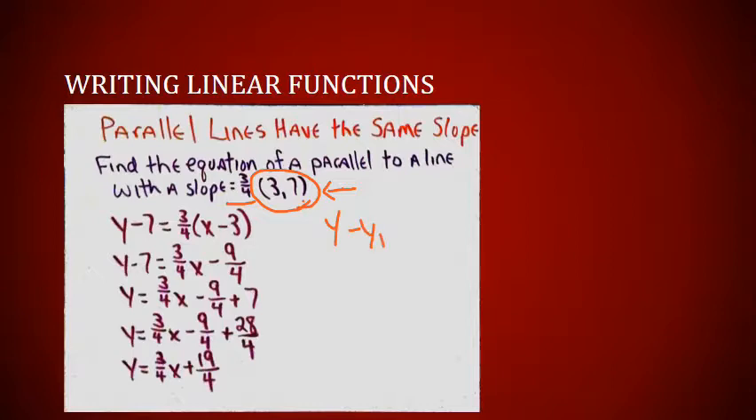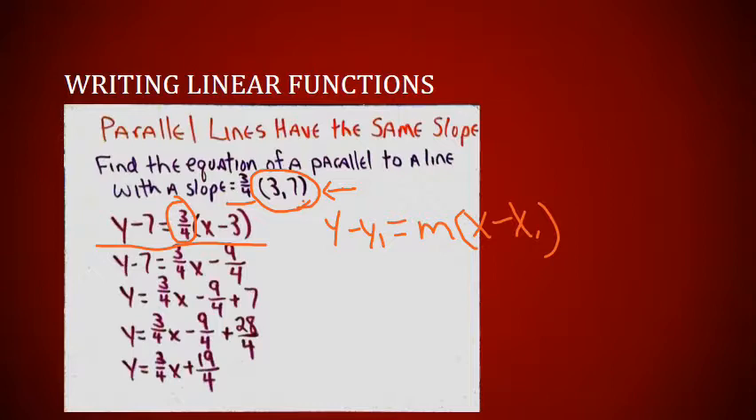y minus y1 equals m times x minus x1. And that's what I'm using right here. So I got y minus 7 equals, and I'm using this slope. It's parallel. It's going to have the same slope. That's all I need to know. I know the slope of one line.